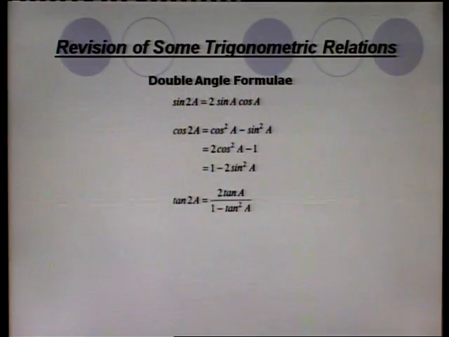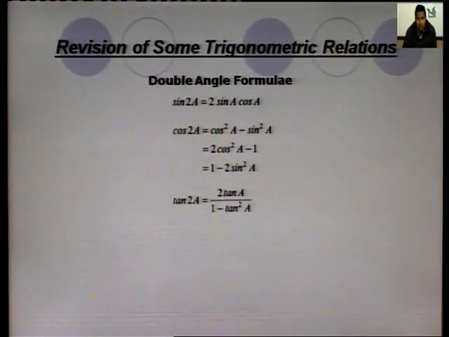First of all, I would like to revise some trigonometric relations which we'll be using here. First is the double angle formulas, which you have already done in previous lectures. Sine of 2a is equal to 2 sine a cos a, cos of 2a is equal to cos square a minus sine square a, and from the basic identity cos square a plus sine square a equal to 1, we can substitute the value of sine square a here to get the expression 2 cos square a minus 1.